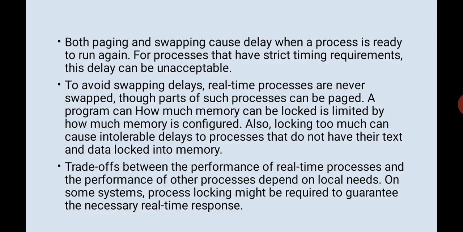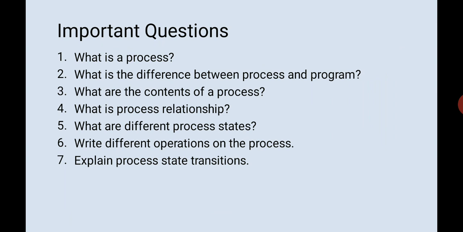So hope it's clear. The important questions are: what is a process? What is the difference between process and program? You should know this also because it comes in the viva, and it is a question that is very much asked, so you need to have a clear understanding of it. What are the contents of a process? What is process relationship? What are different process states? Write different operations on a process and explain process state transitions.